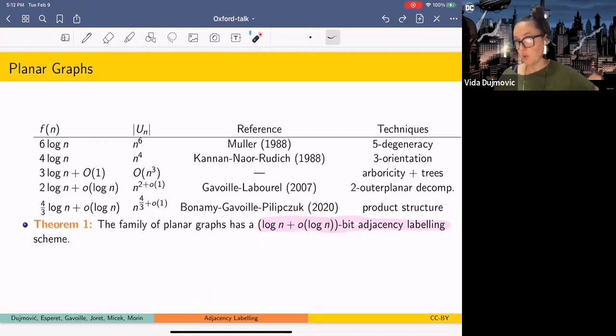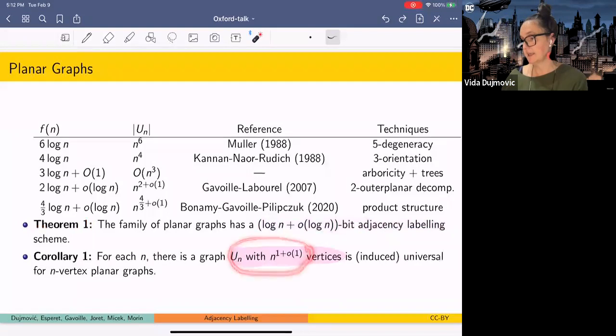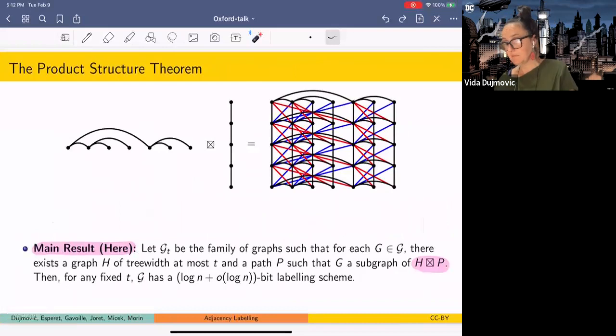So let me tell you how we did this. All right, give you some idea how we did this. Oh yeah, by the way, here's the corollary. Corollary first: every planar graph is an induced subgraph of a universal graph on n to the 1 plus little o 1 vertices. I already mentioned that. But what did we actually prove?